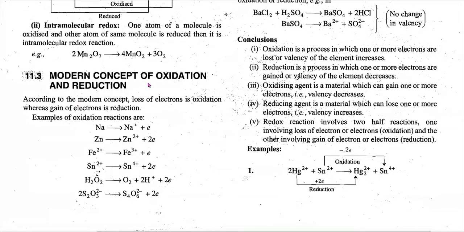Now the modern concept of oxidation and reduction. According to this concept, loss of electron is oxidation, whereas gain of electron is reduction. If an atom or ion loses electron, then we call it oxidation reaction, whereas the gain of electron is called reduction. Or in other words, we can say that increase in positive charge is oxidation, or decrease in negative charge is also called oxidation.